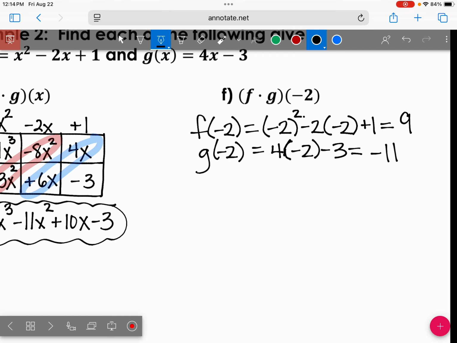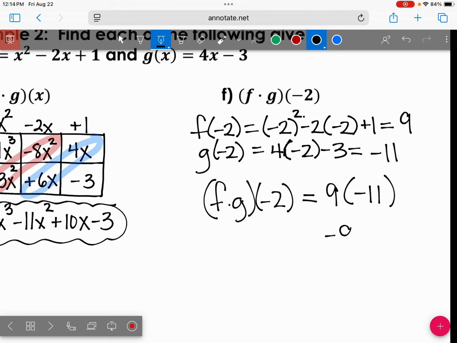Make sure you agree that it's 9 and negative 11. You got 9 and negative 11? Okay, I think it's right. So now to find F times G of negative 2, I'm just going to take 9 times negative 11 and get negative 99.